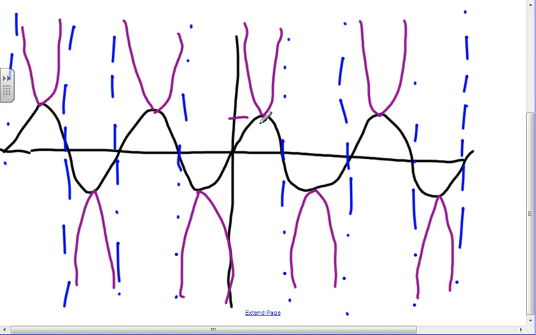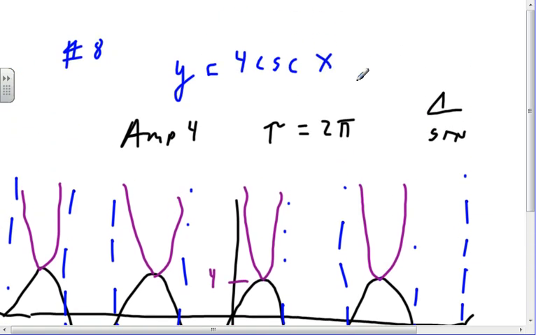Okay, so what is this point right here that goes across right there? As Raimundo said, that is the 4, which is our amplitude, and minus 4. So the 4 is still there. It's not a 1/4 because it's not 1 over 4 cosecant x. It's 4 times 1 over sine.